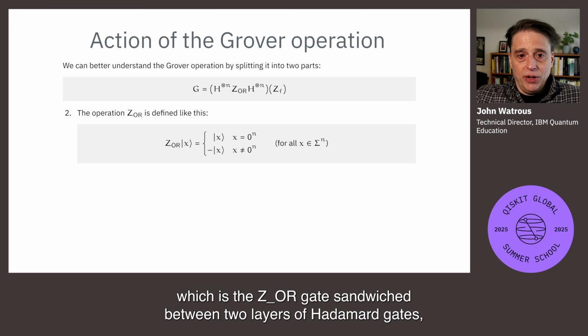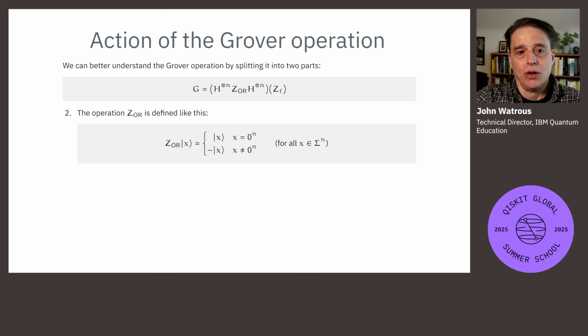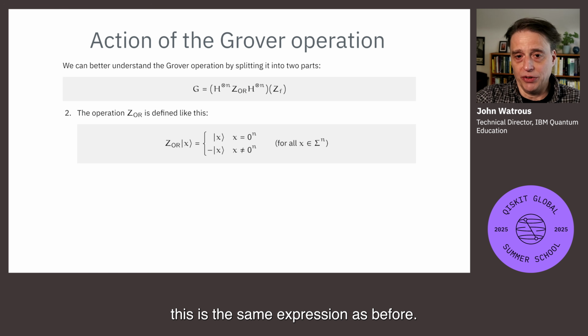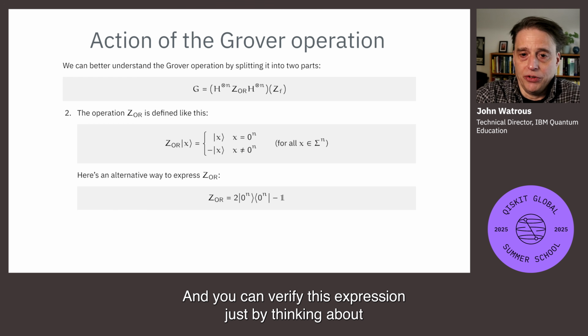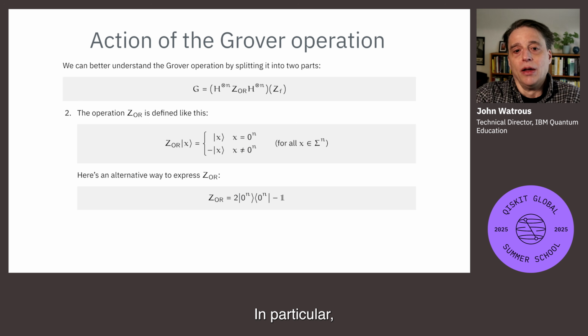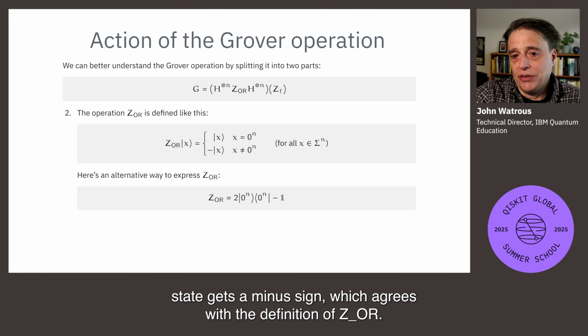For the second part, which is the ZOR gate sandwiched between two layers of Hadamard gates, let's start by recalling how ZOR is defined. One way to write it is as is shown here on the slide. This is the same expression as before. And another way to express it using Dirac notation is as we have here. And you can verify this expression just by thinking about how the operation on the right-hand side acts on standard basis states. In particular, it does nothing to the all zero state, and every other standard basis state gets a minus sign, which agrees with the definition of ZOR.